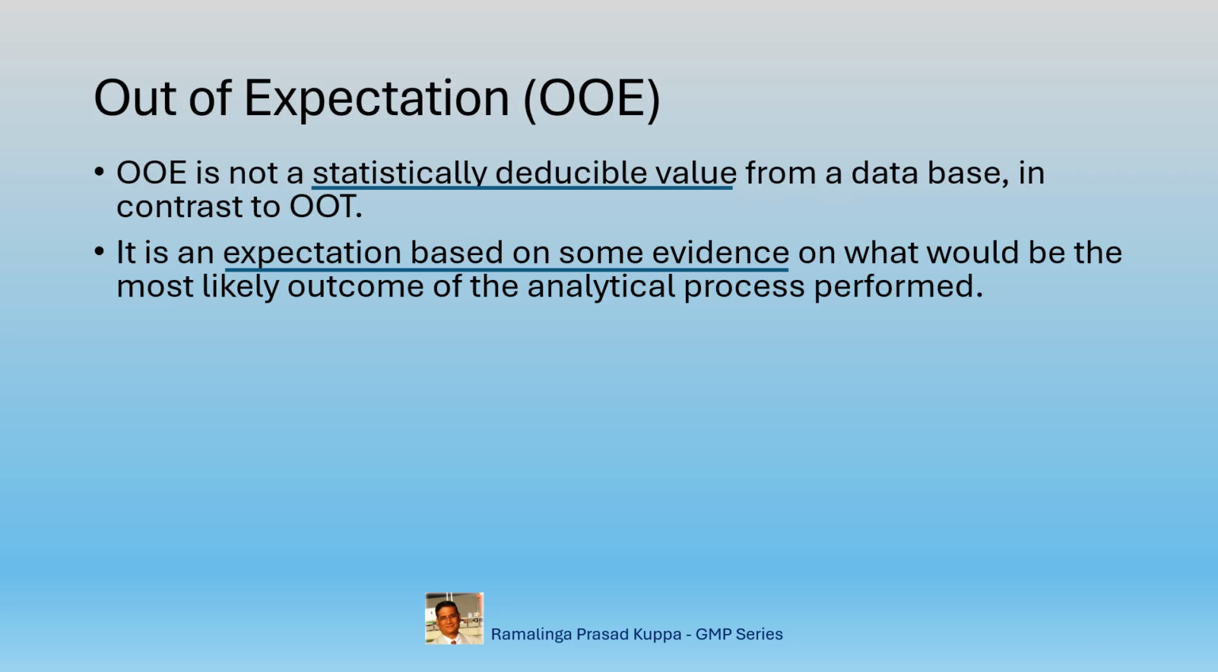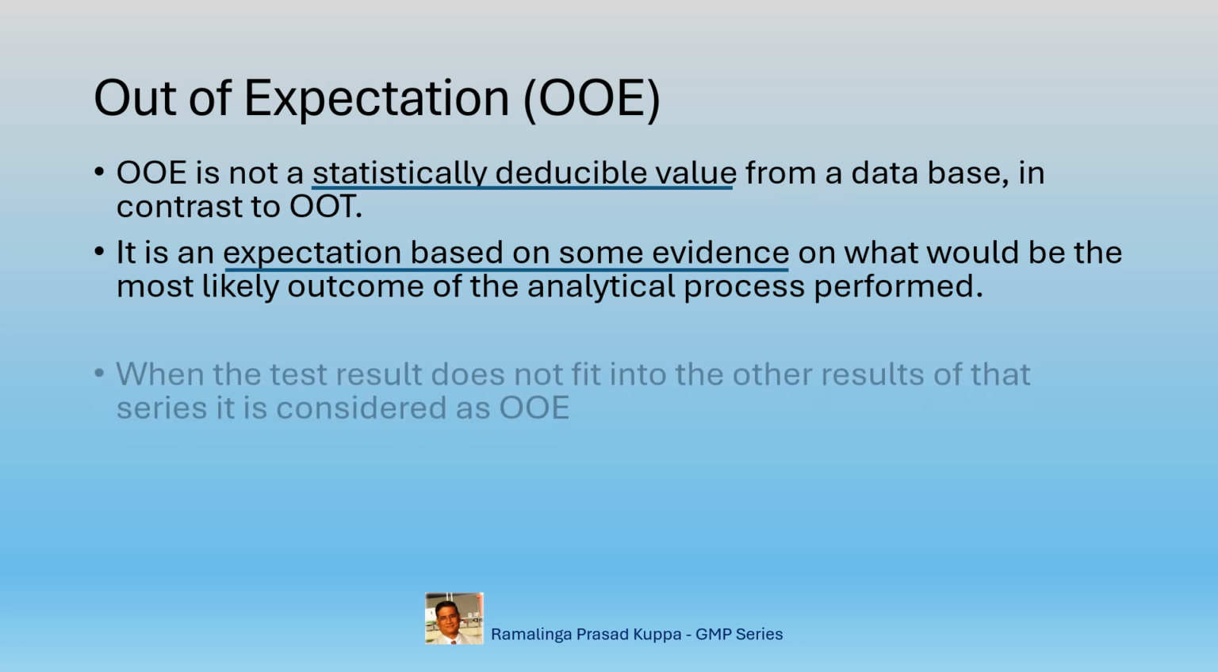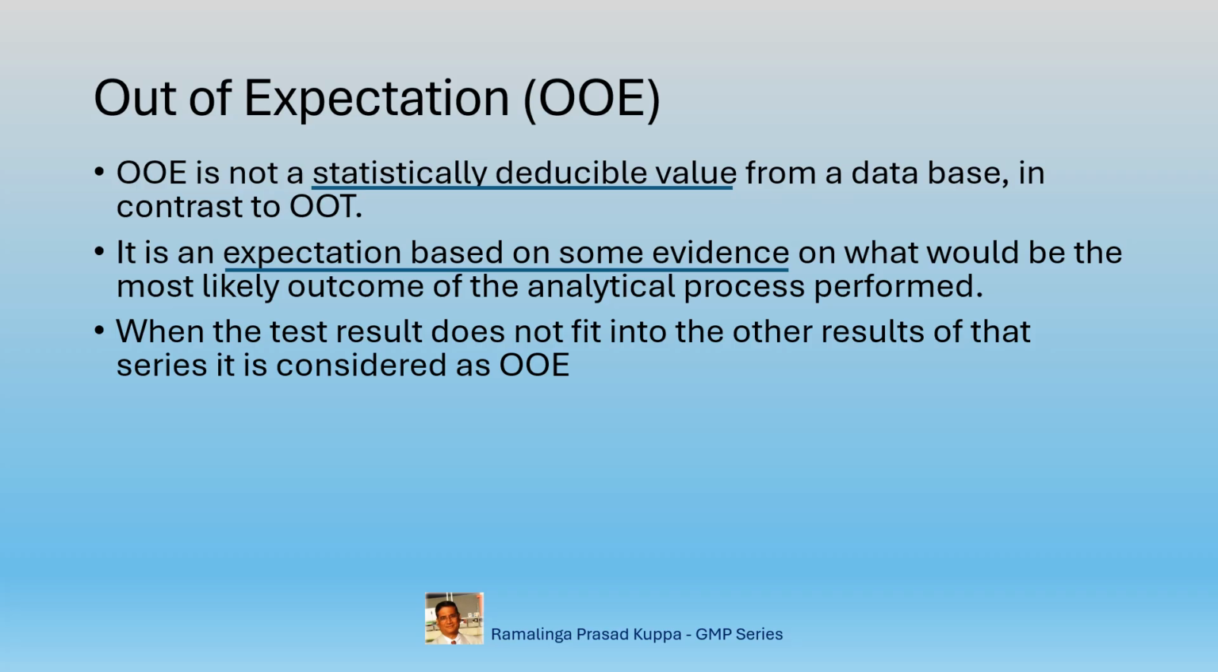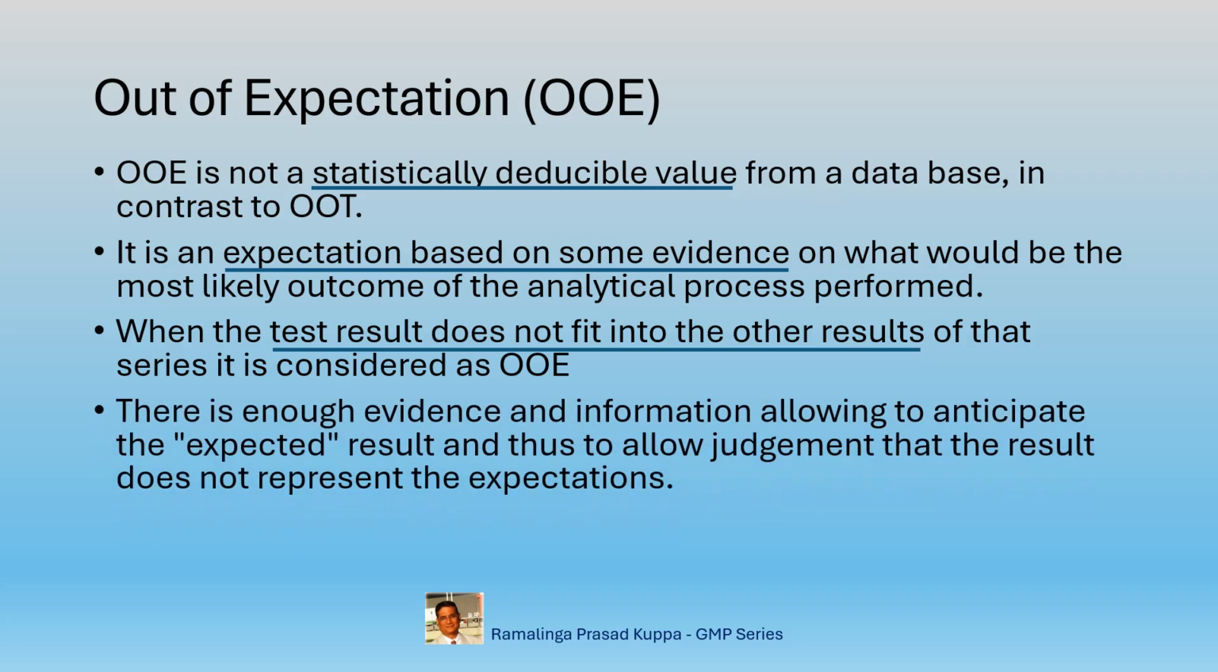This excludes any unusual result derived from analyzing a sample with a totally unknown assay or content of the analyte in question. When the test result does not fit into the other results of that series, it is considered as OOE. There is enough evidence and information allowing to anticipate the expected result and thus to allow judgment that the result does not represent the expectation.